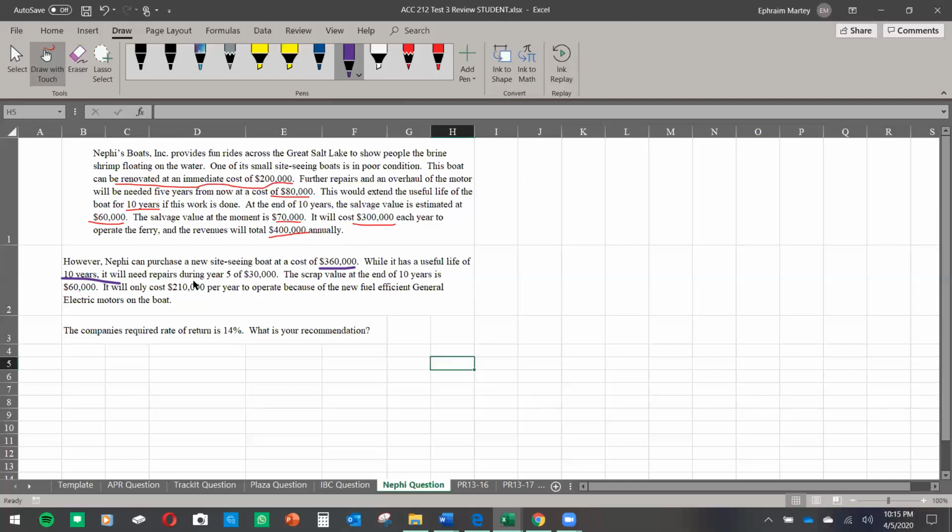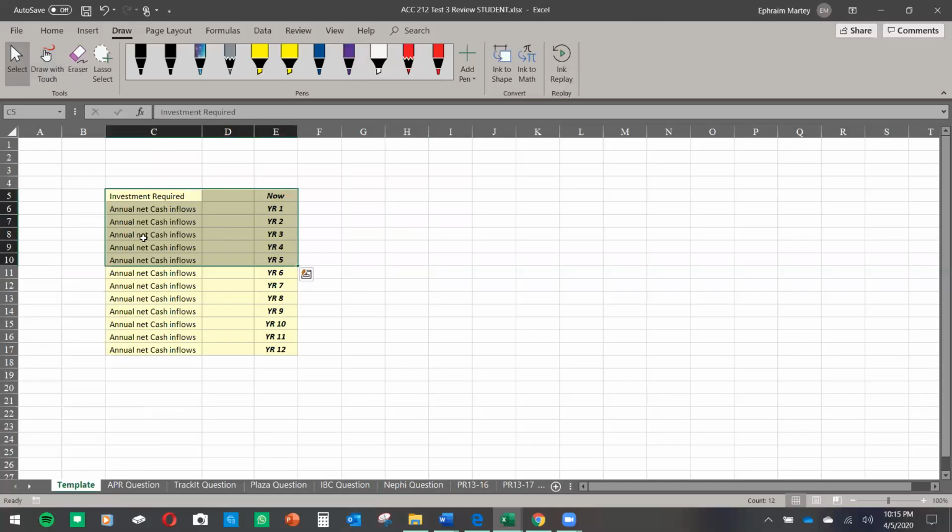Okay. We need to repair during 5 years at 30,000, and the scrap value at the end of 10 years is 60,000. Okay, it only costs 210,000 per year to operate the machine. Now let me go and use the template over here.